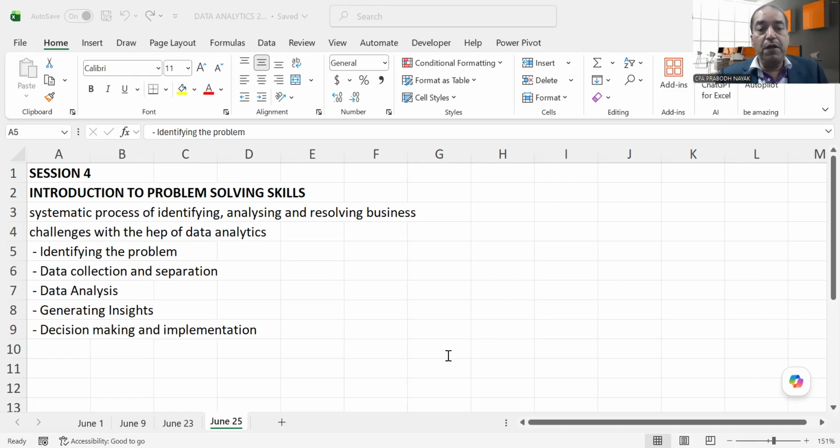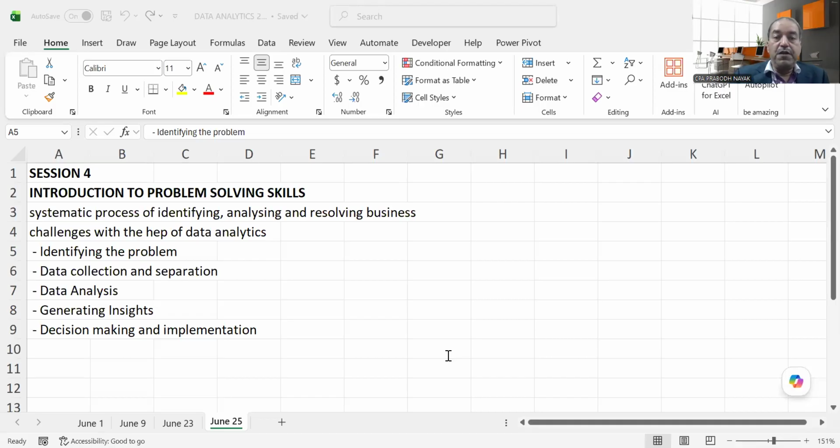Next item is implementing solutions and monitoring. That is, after your decision making is done, implementation and assisting the stakeholders in applying the recommended solutions, tracking the results, and trying to evaluate the effectiveness of those solutions on the problem that has been identified, checking whether it is actually solving the problem. So these are the things that we are going to do in problem solving.